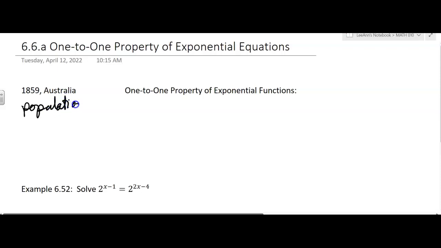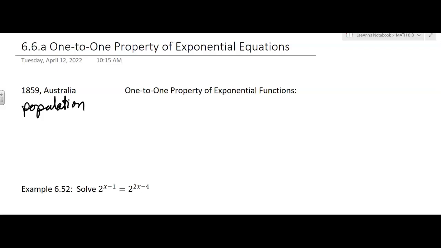And population growths usually follow an exponential model. We've talked about that in the past. In this section, in 6.6, we're going to show you how to solve exponential equations and logarithmic equations. We're going to start with the exponential equations.